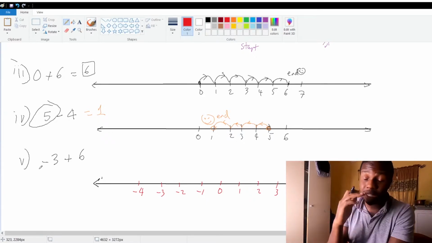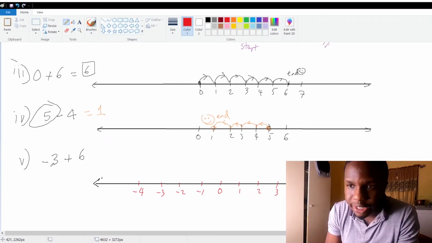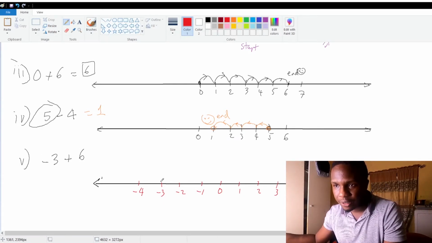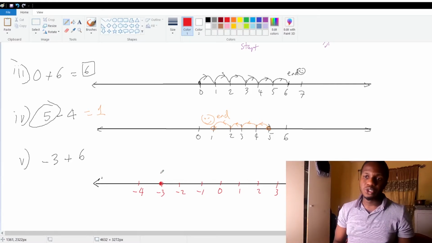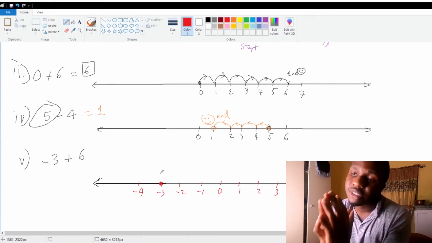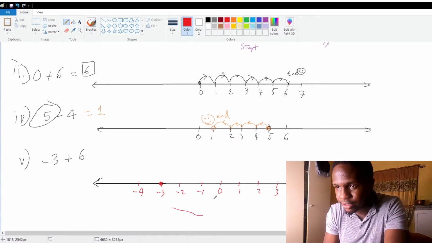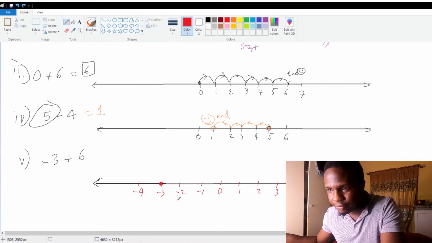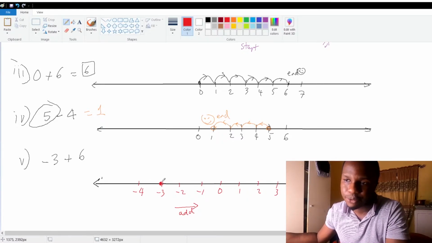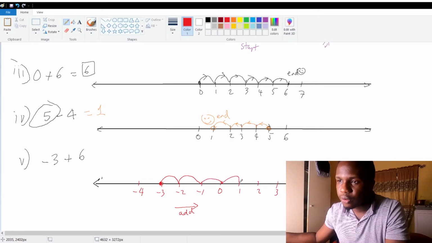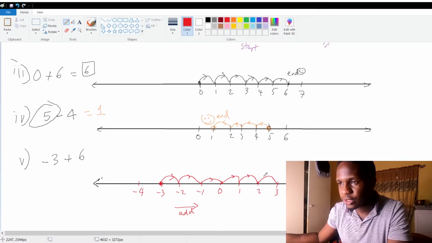So let's do this. Same process. We start here at -3, okay? And what we are going to do is, you guessed right, we're going to shift 6 units. Which way? Is it to the right or to the left? We're going to shift 6 units to the right. I drew a very crooked line here. So let's draw an arrow, because we're shifting to the right. So we're going to shift 6 steps to the right, which is 1, 2, 3, 4, 5, 6. So let's draw arrows to show that we're going to the right. I'm drawing rightward arrows. Okay?